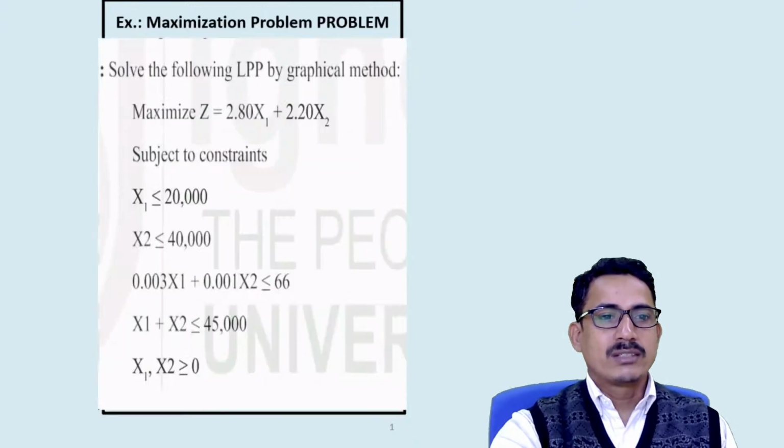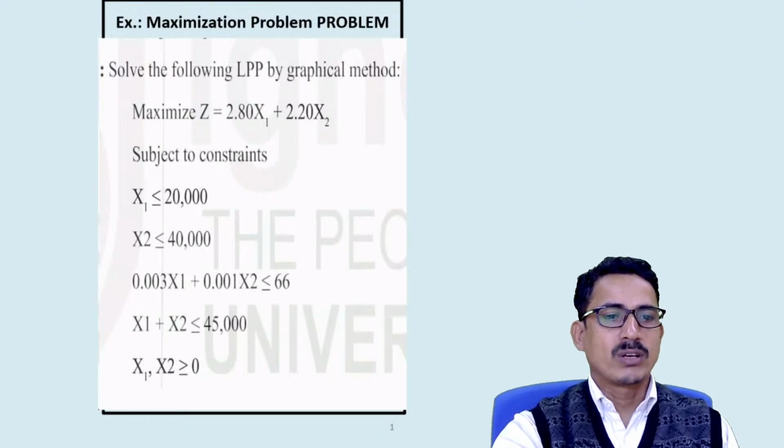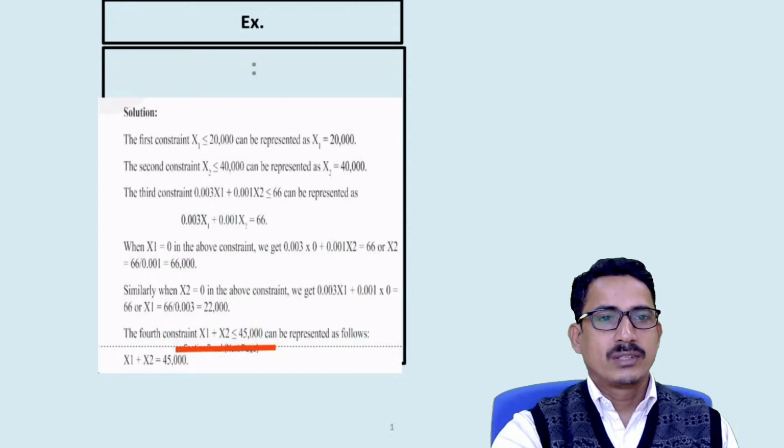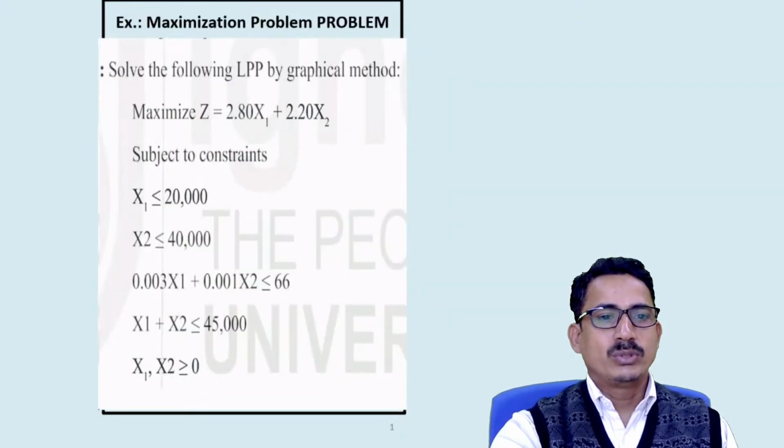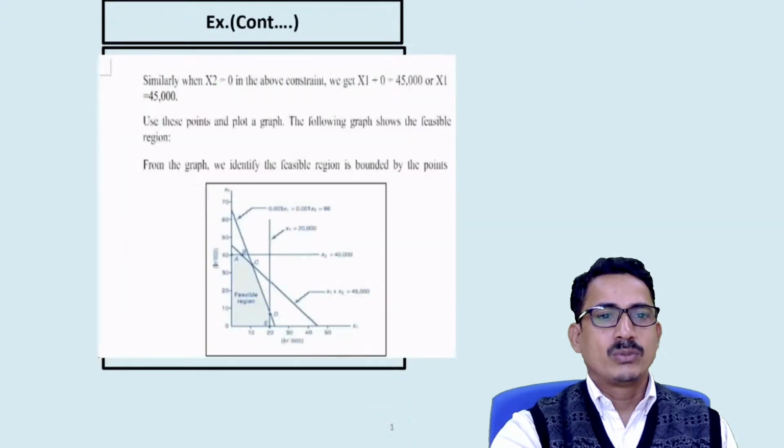Similarly, the last one is x1 plus x2 less than or equal to 45,000. Again, take x1 as 0, x2 will be 45,000; take x2 as 0, x1 will be 45,000. If you convert like this, this figure will come. Again, you have to check that all are less than or equal to, so towards the origin. Towards the origin means this particular portion will come. The points are O, A, B, C, D, E. O is the origin, then A, B, C, D, E. How many points? 1, 2, 3, 4, 5, 6. So 6 vertices, and the values at the 6 vertices you have to find out.